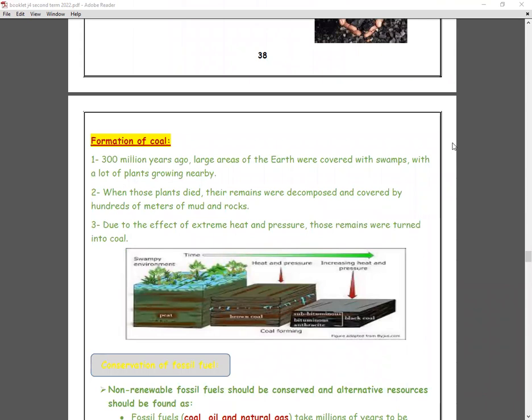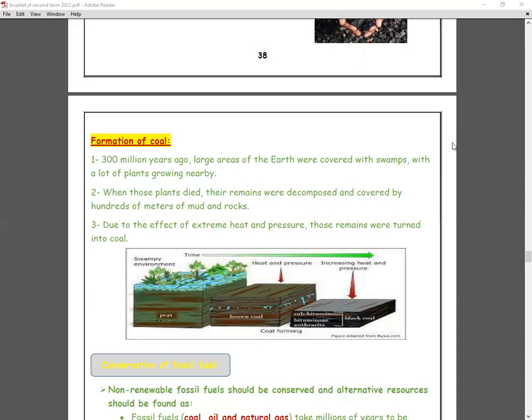Now let's start with how coal is formed. We need a very long time. From 300 million years ago, large areas of the earth were covered with a lot of water, okay? With a lot of plants growing near this area. After that, when those plants died, their remains were decomposed and covered by hundreds of meters of mud and rocks. So at first, green plants died, okay. Then the remains of the green plants were put inside the soil, I'm sorry, and covered with mud and rocks.